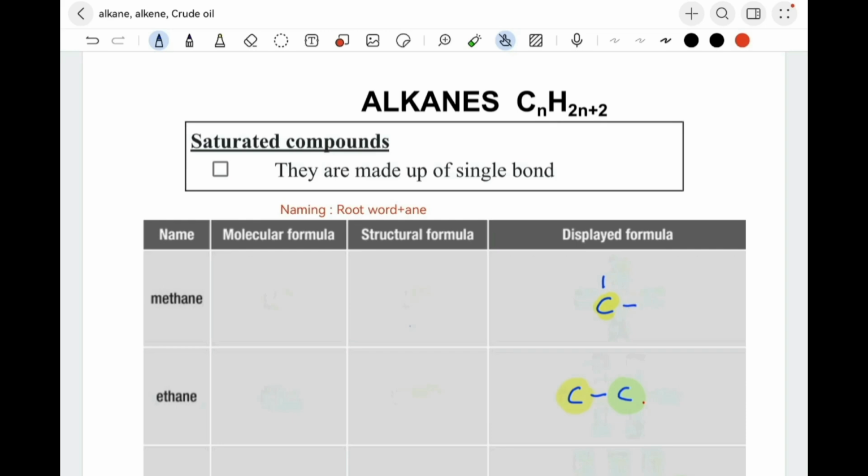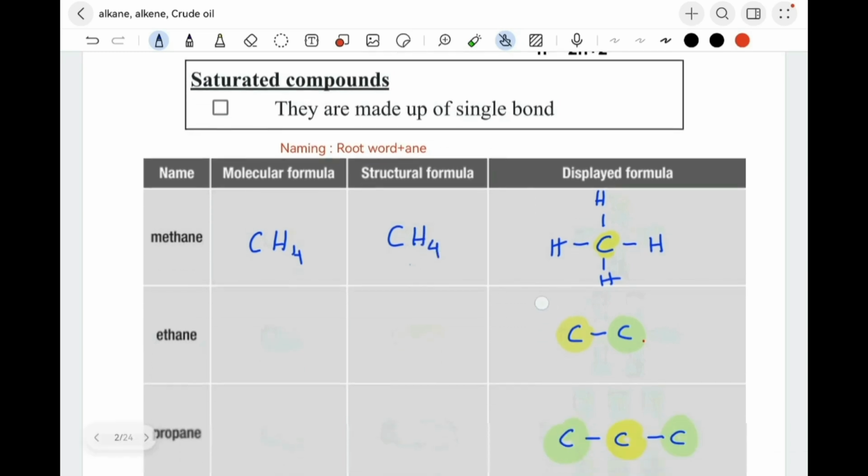Carbon can have a maximum of 4 bonds and these must be filled with hydrogen. Molecular formula is the number of carbon and hydrogen atoms. Here we have 1 carbon and 4 hydrogens, so the molecular formula would be CH4. Structural formula is also the same for methane.